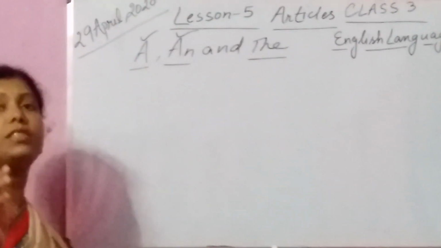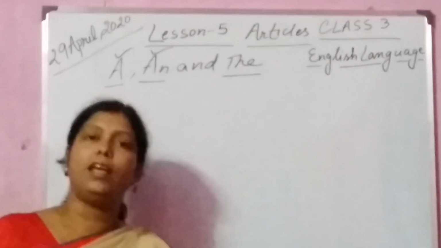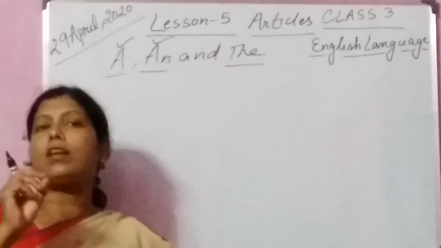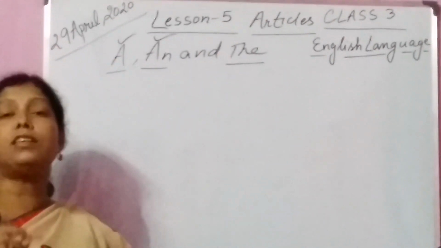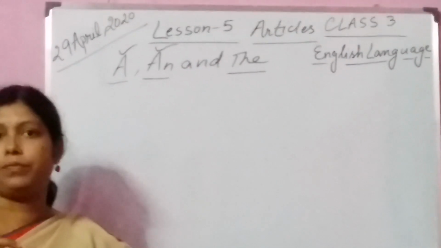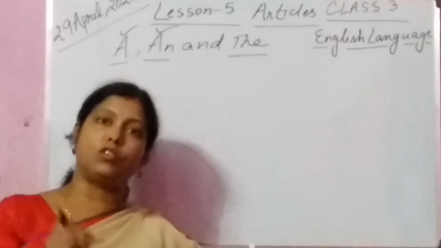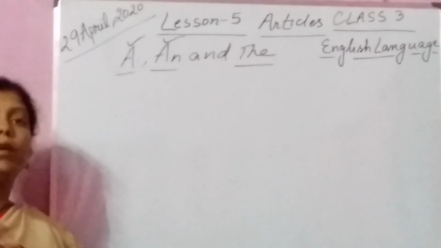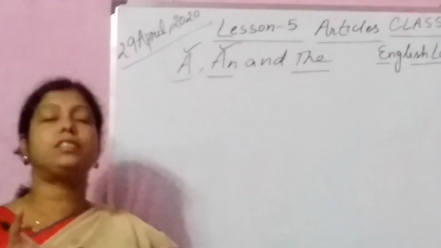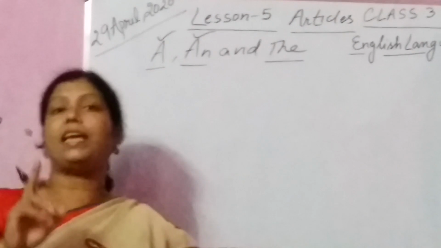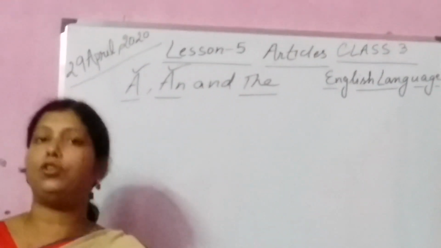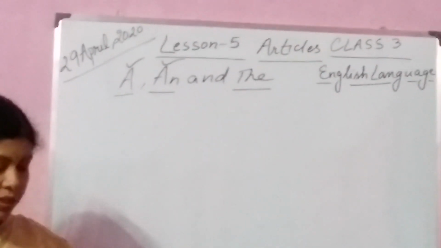Now where do we use a and where do we use an? We use a before a singular countable noun which starts with a consonant. I hope all of you know what a consonant is. Okay? And we use an before a singular countable noun which starts with a vowel, that is a, e, i, o, u. The words which start with a, e, i, o, u. Okay? Now you see here, children.